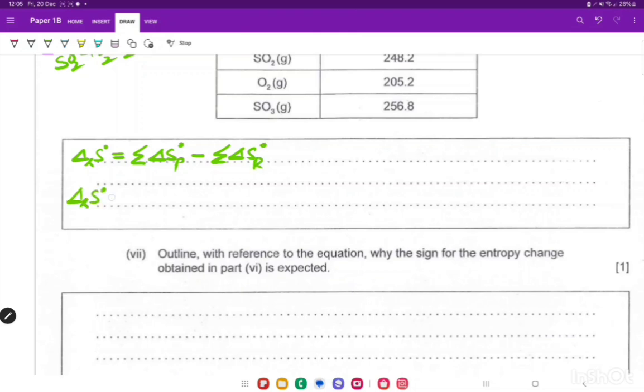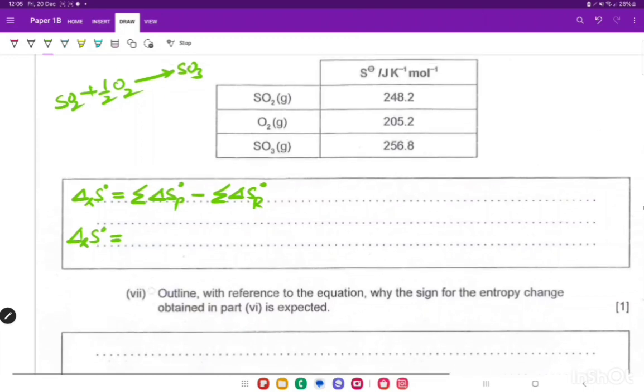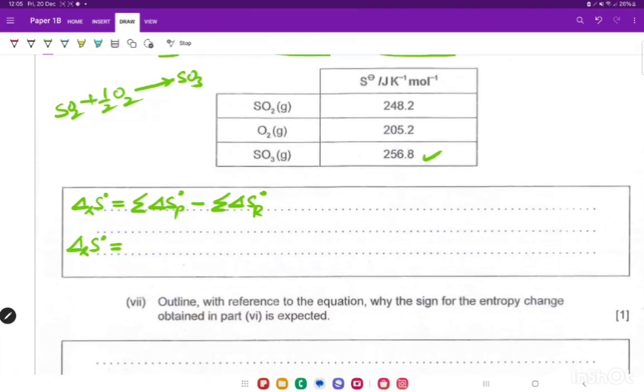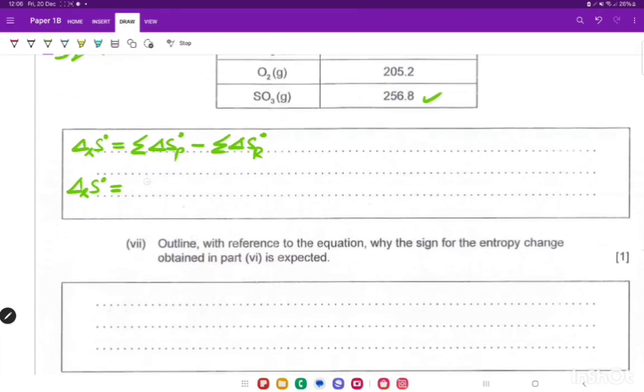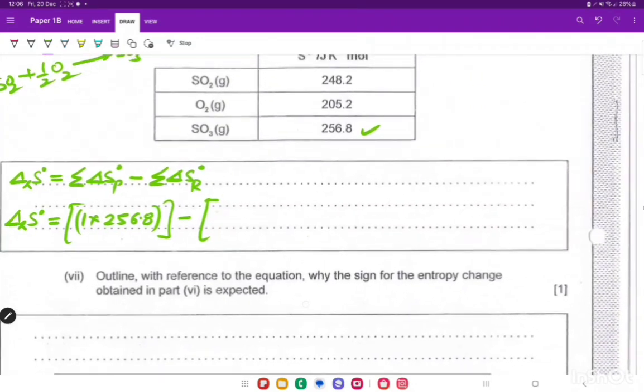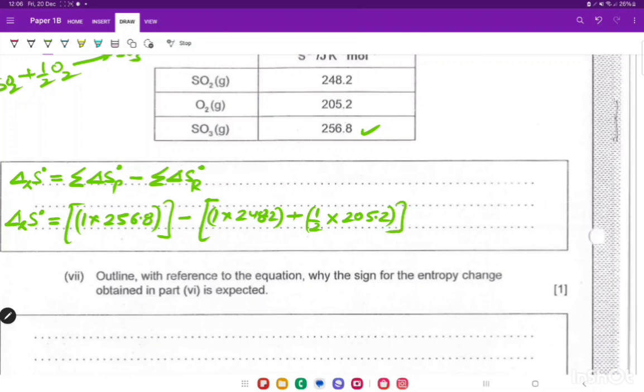Delta S degree, the standard entropy of reaction, equals the product, here SO3, with entropy 256.8, so 1 into 256.8. This is the entropy of products, minus the entropy of reactants. Reactants are SO2, 1 into 248.2, plus half into 205.2, which is for oxygen. Half mole of oxygen is required. That will be the entropy of reactants.